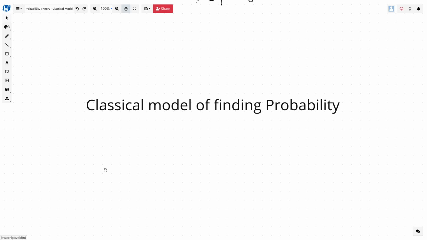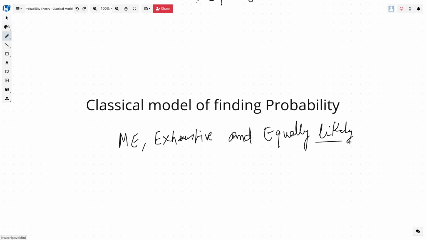Continuing from our previous session, we know that a classical model of finding probability can be applied when all the events are mutually exclusive. We wrote it as ME. Then it needs to be exhaustive, and all the events need to be equally likely, right? Equally likely. In this case, what is the probability of finding an event, right?